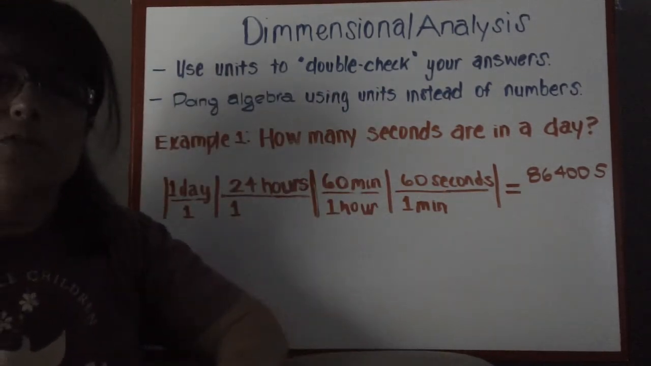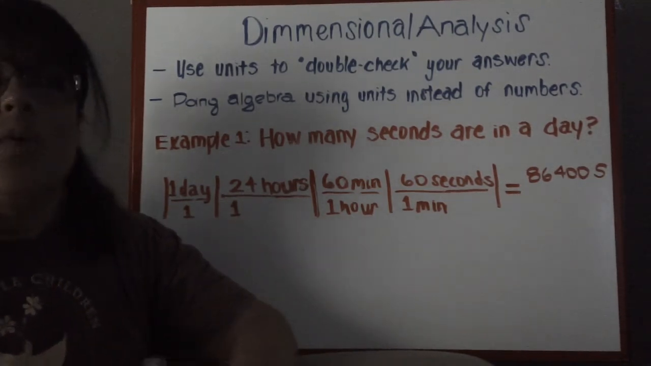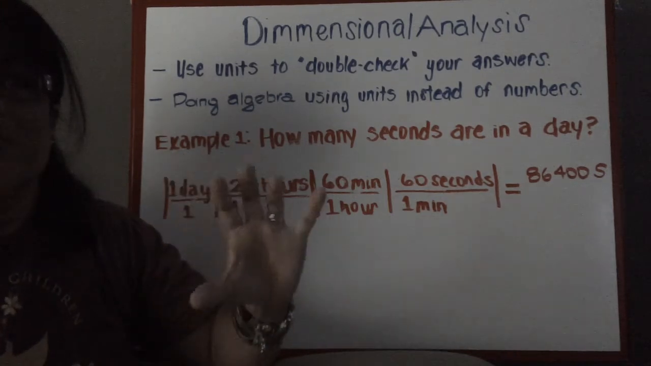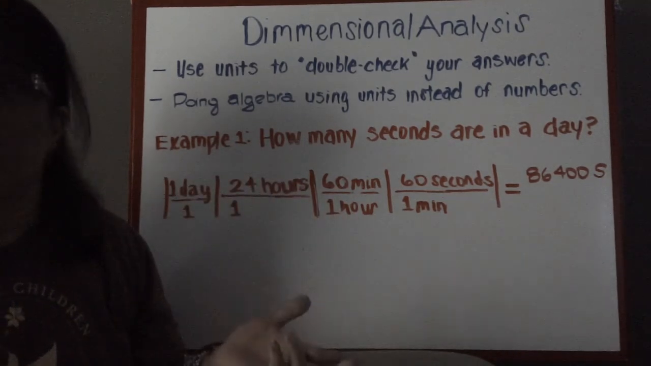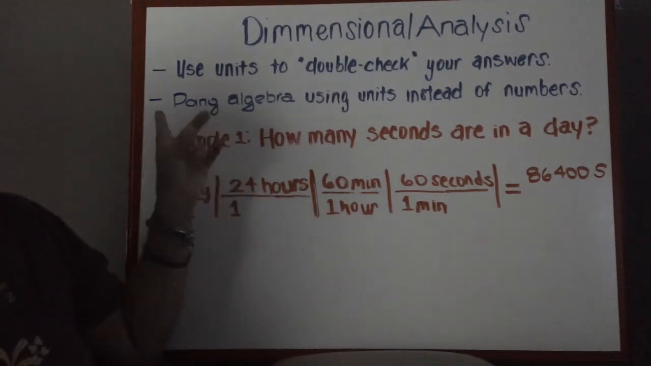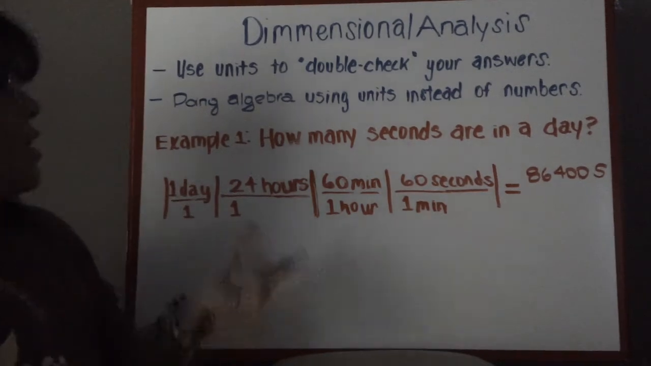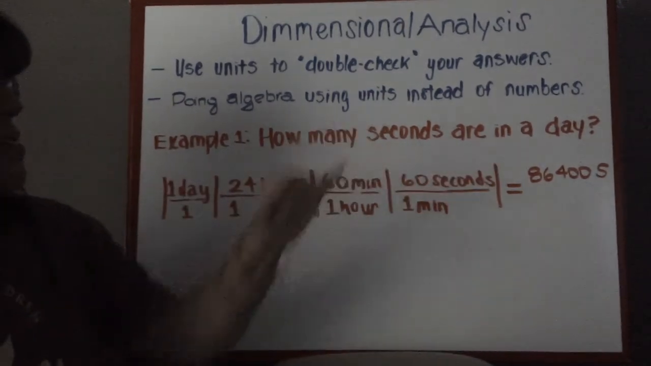So for instance, if you've been given an equation and you know that you're trying to find meters, when you use the units, if you end up with meters, then your answer is correct. So it's a way to double check yourself. What we do here for dimensional analysis is we do algebra just using units instead of numbers. So here's an example. How many seconds are in a day?